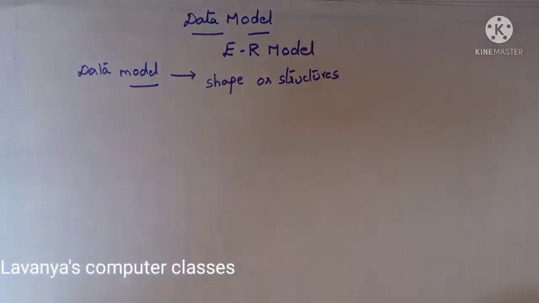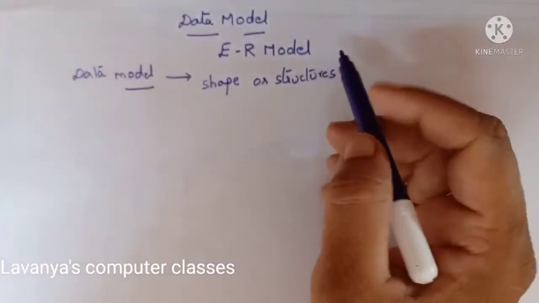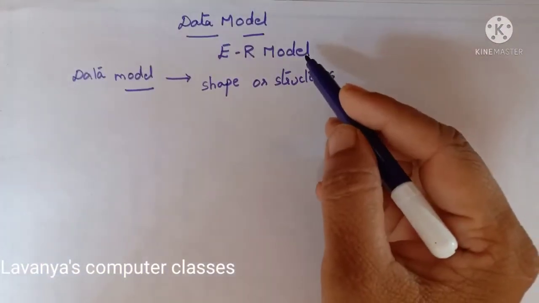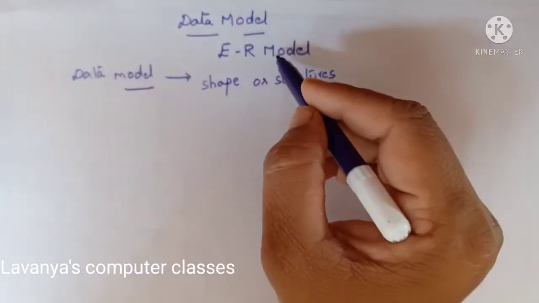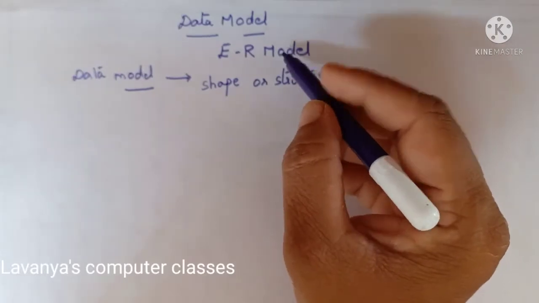If we just see the structure of the database, then immediately we can understand what type of data it is, what the structure is, what fields are available, everything in the database. So that is explained by the data model.